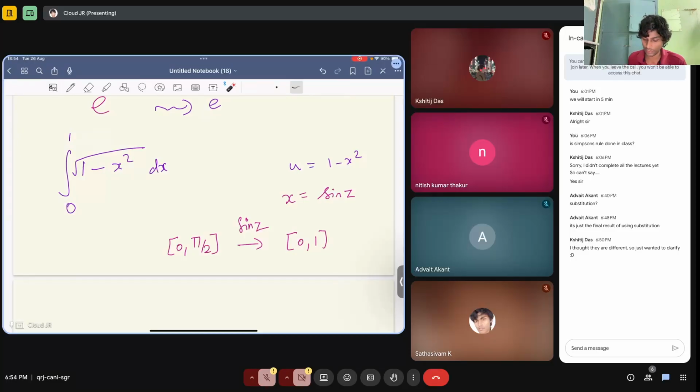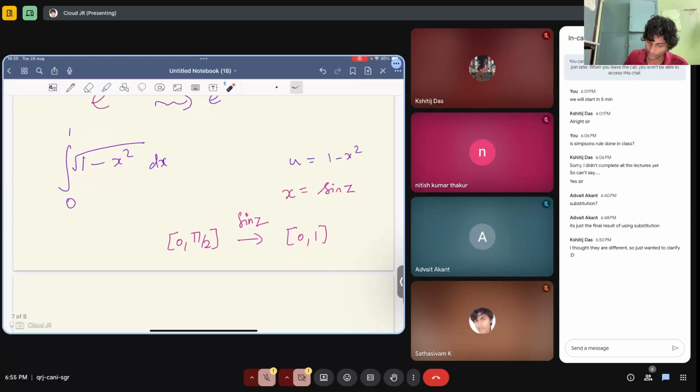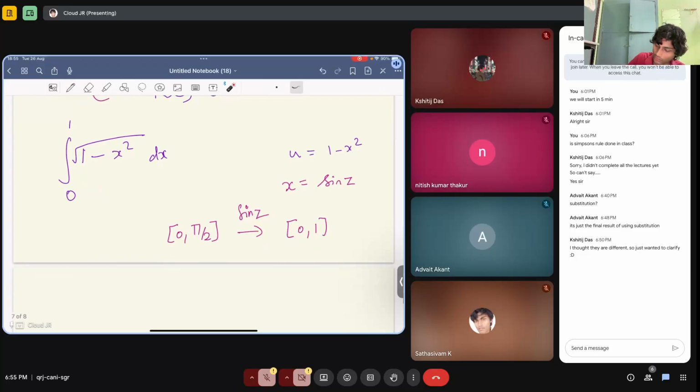And there are certain conditions on it, because it has to be some kind of a bijection. I'm not so sure if you need a bijection, but there might be some conditions, but at least the domain has to match. When you have such a thing, then instead of x, you can substitute sine z.